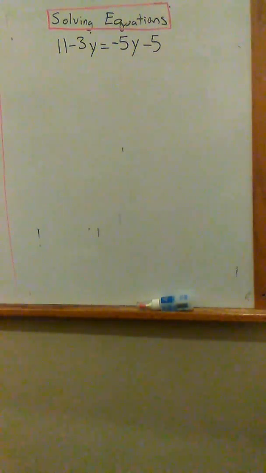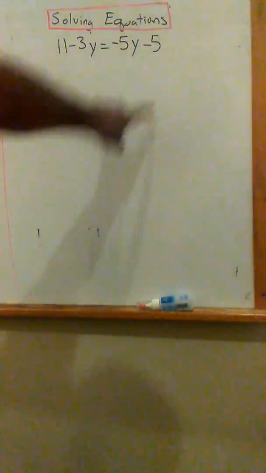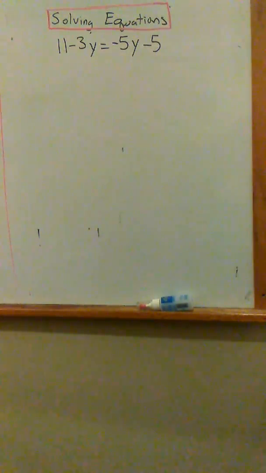So I'm going to move the 11 to the right-hand side. How do I properly move the 11 to the right-hand side? Add, subtract, multiply, or divide. In this case, we are going to subtract. Yes, we're going to subtract what? 11. And we can't just do it to one side. We have to do it to both sides.